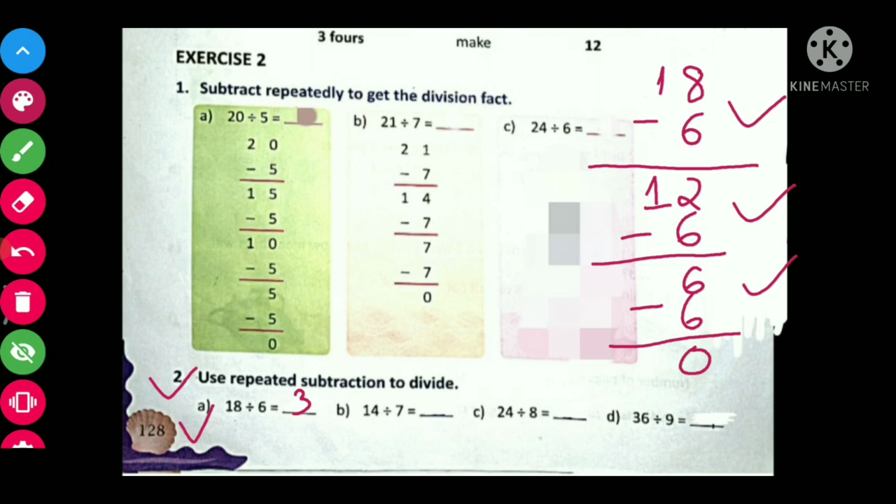Okay. So like this only you have to do B, C and D, these 3 in your classwork copy. Okay, and these 3 you have to do by yourself. Just like this you have to do repeated subtraction. Okay.